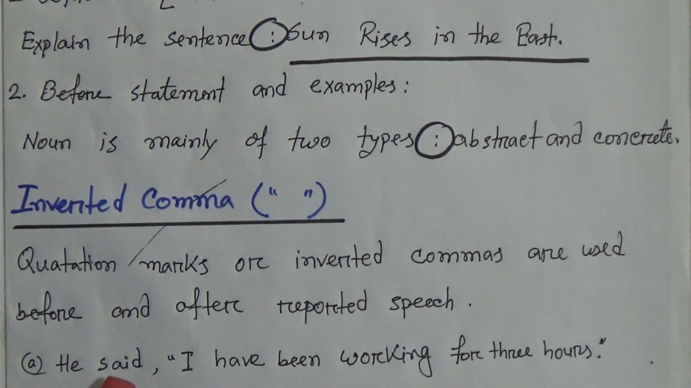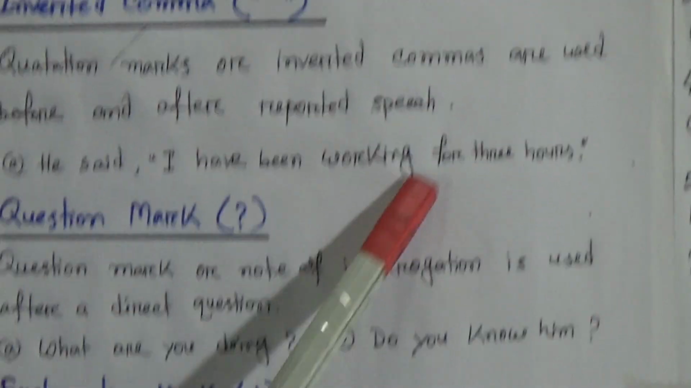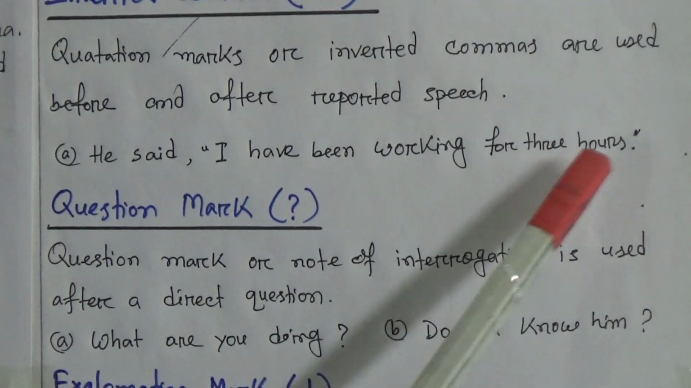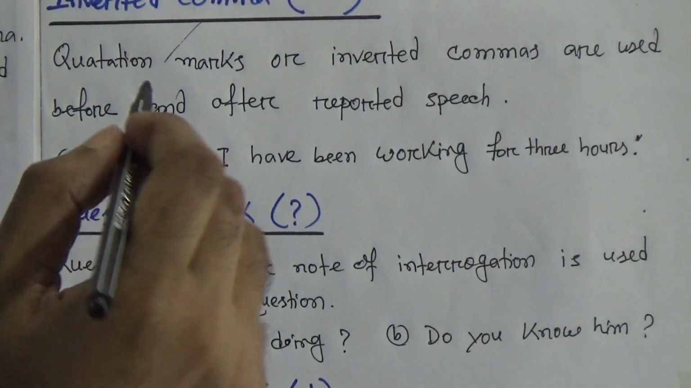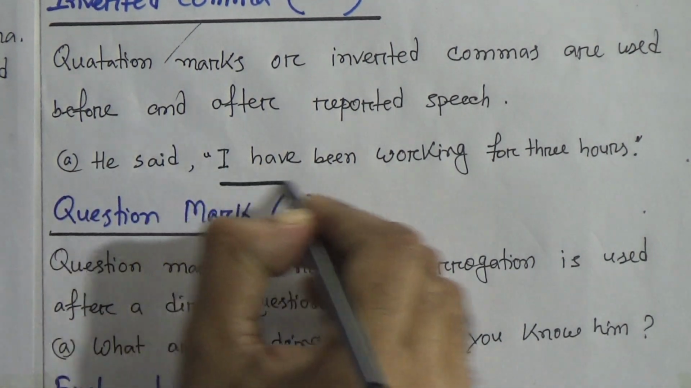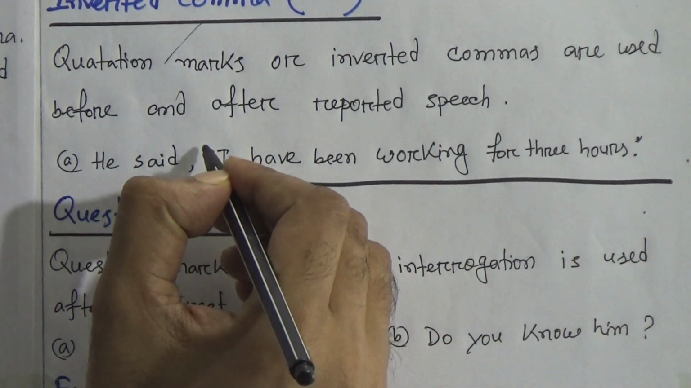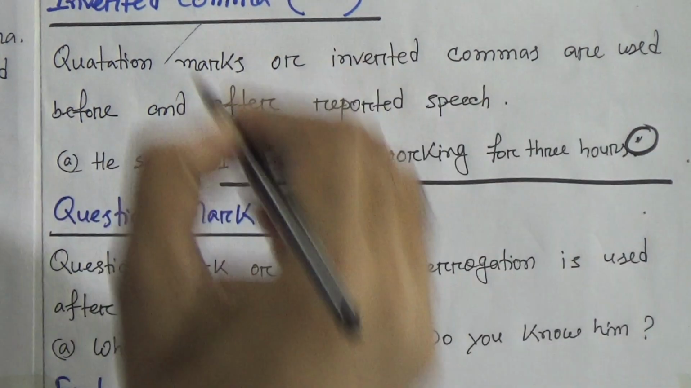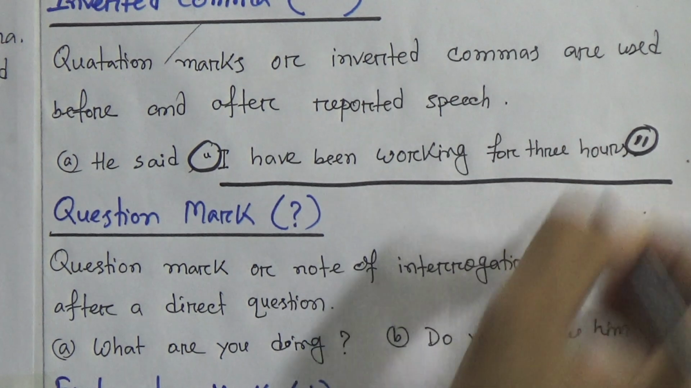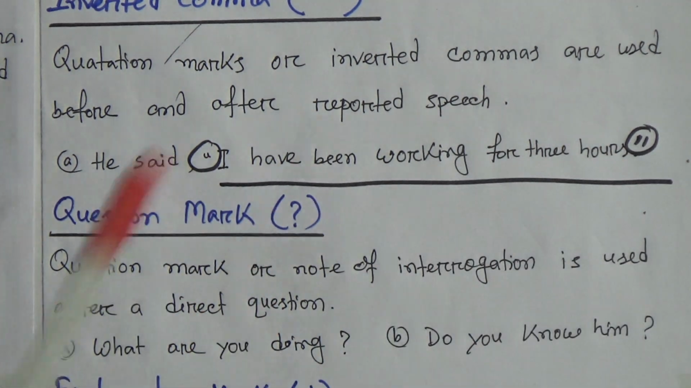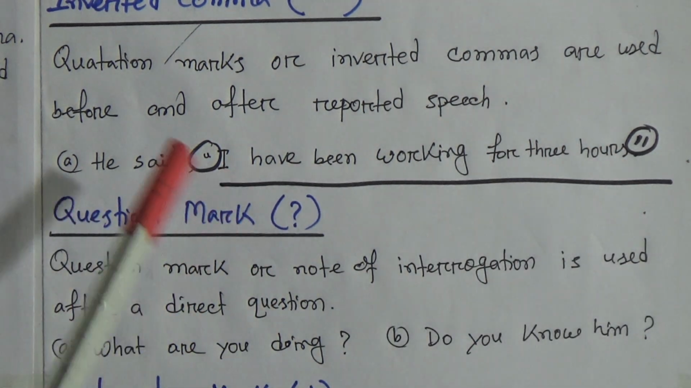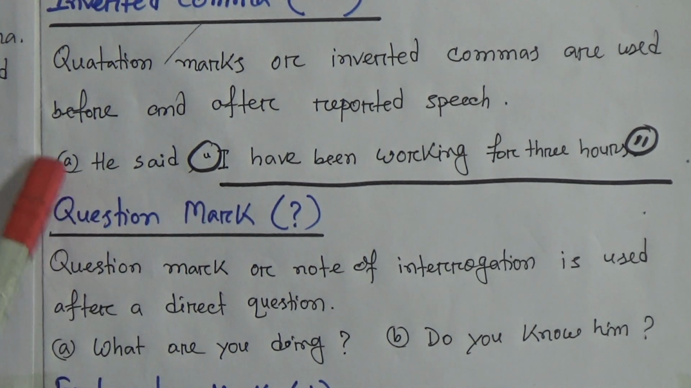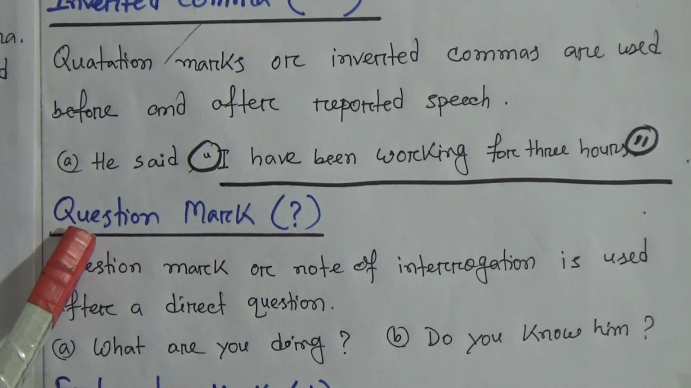For example, he said, I have been working for 3 hours. Look, this is the reported speech, and before the reported speech we have put inverted comma, and after that we also used inverted comma. So inverted comma is used before and after reported speech.